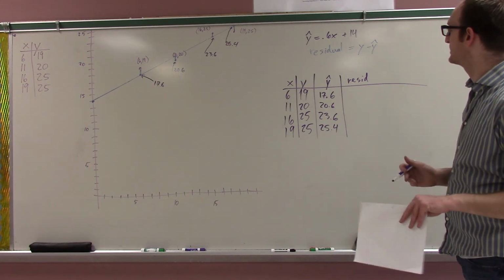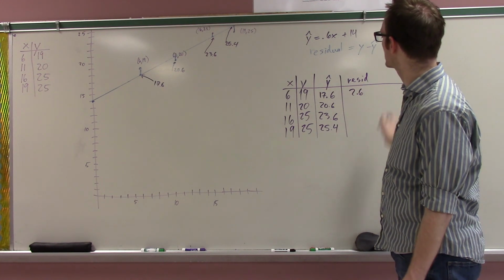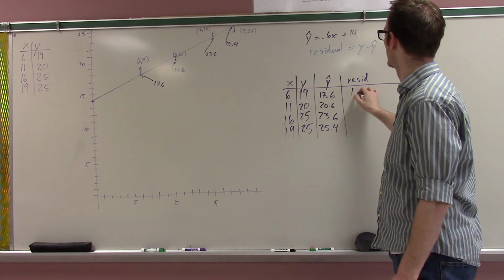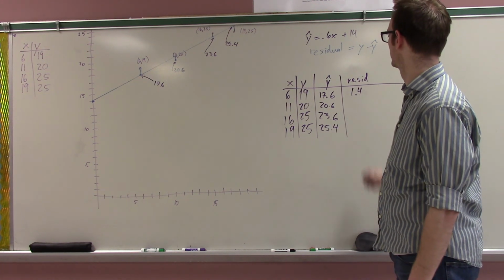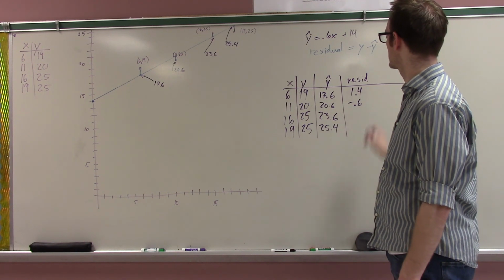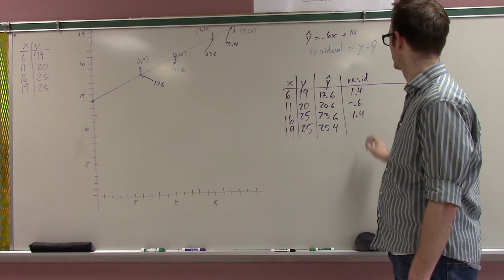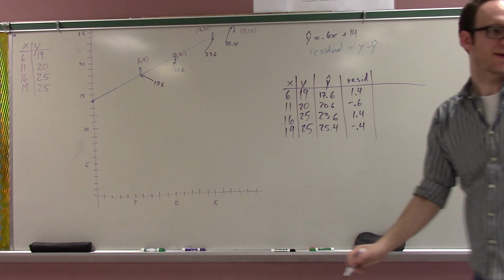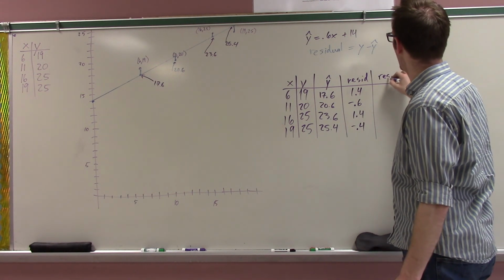Calculate the residuals. Residual is y minus y hat, so we just do it. It's 2.6. No. 1.4. Negative 6. 4. Negative 0.4. Oh, this is right. Patrick, check my work. And then we square the residuals.